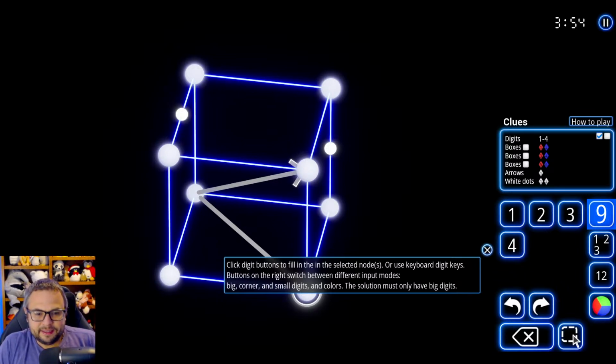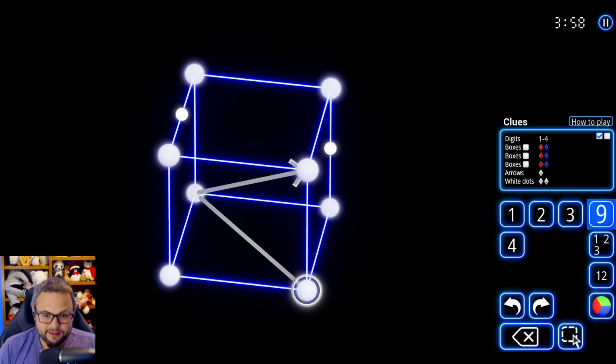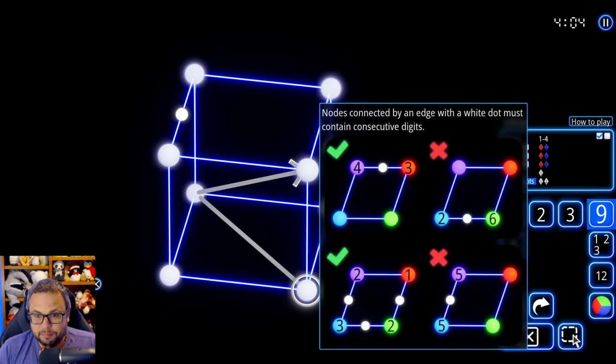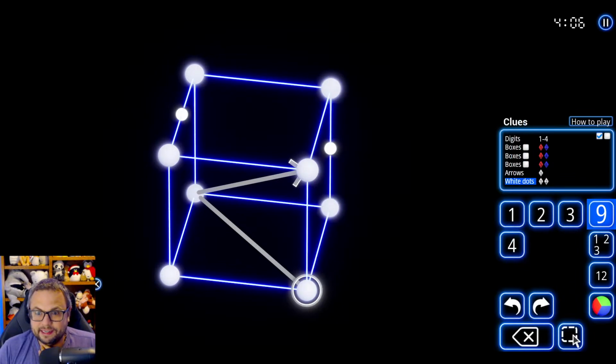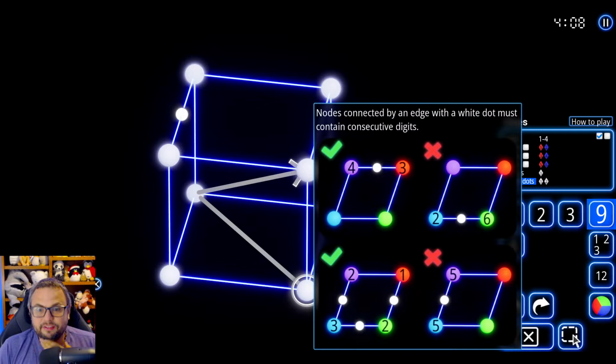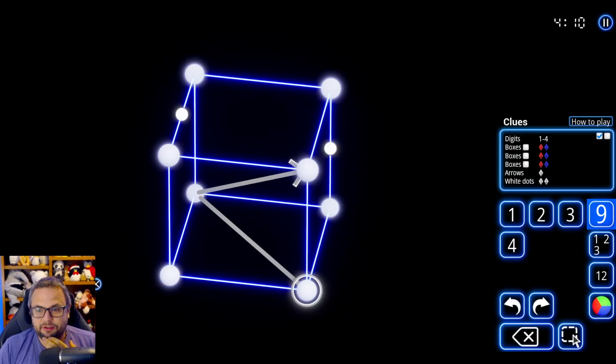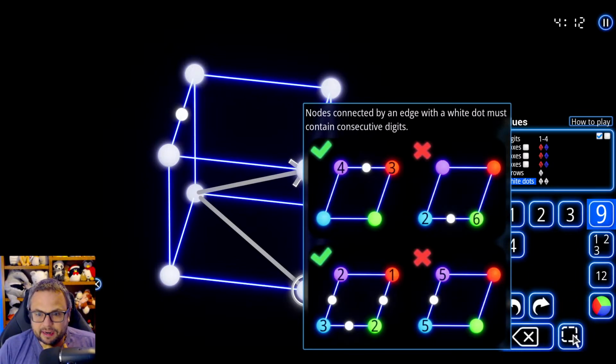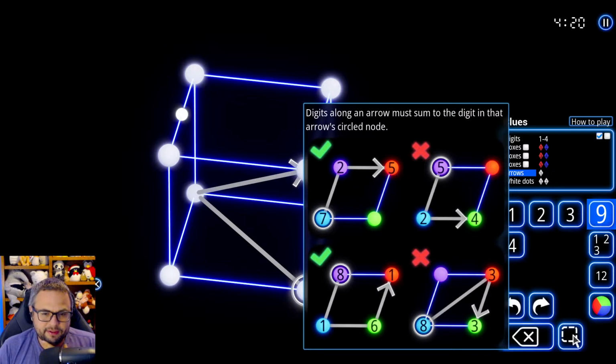Okay, buttons on the right. Okay, yeah. Okay, we got that. The solution must only have big digits. Yes, okay. All right, so these are... So that is a white kropki dot, I'm pretty sure, right? Nodes connected. Okay, so this is a kropki dot. It's the same usual kropki dot. No negative constraint, right? Doesn't specifically say that, but it would definitely specifically say that if it was.